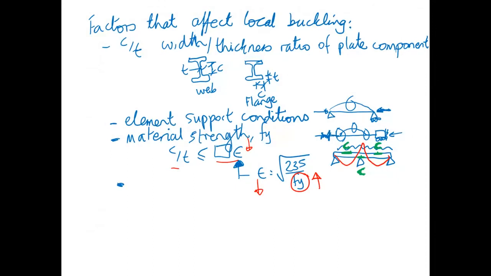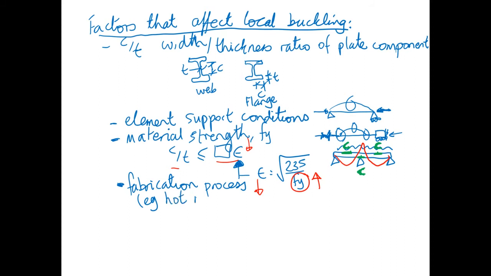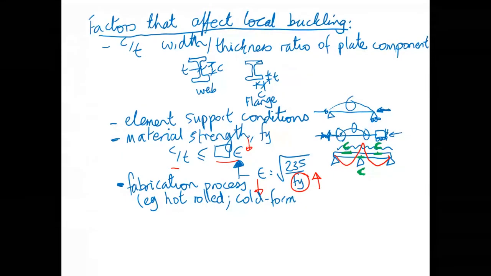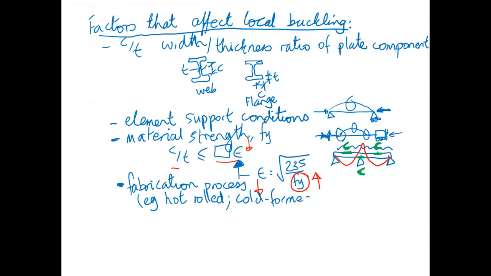The next factor that might affect local buckling is how we fabricate, the fabrication process. So we kind of classify sections. Do we fabricate it using hot rolled, so that the steel is hot when it's rolled? Is it cold formed, so it's a flat piece of material that's cold, and then we just bend it in a press to make the shape? Or maybe it might be welded.